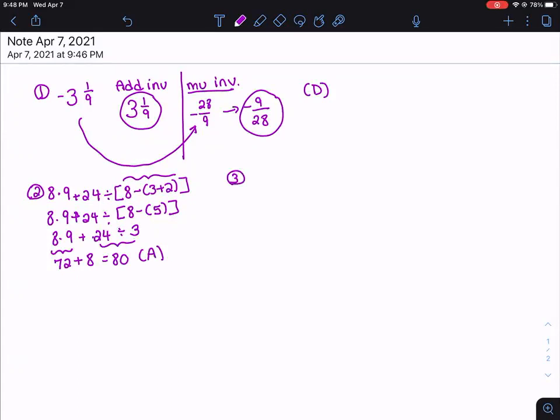Number 3, to be honest, these PEMDAS questions are an M1 topic. Not that I'm trying to make anyone feel bad, but we got to know how to do these.